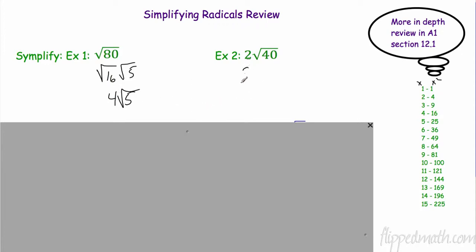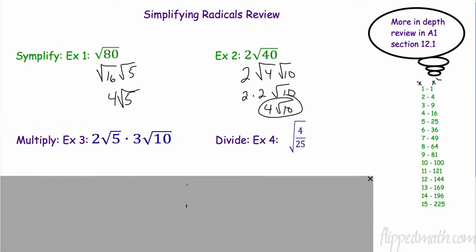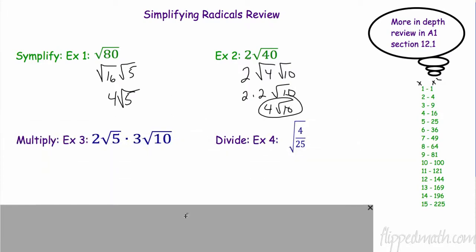Okay? 2 radical 40. So I look here, 40, 36 doesn't go in, 25, 16, 9. 4 is the first one, so this is the same thing as the square root of 4 times the square root of 10. Square root of 4 is 2, so this is 2 times 2 radical 10. If you take it out, you always multiply it. And so that is 4 radical 10. All right, so that's just simplifying. Quick refresher on simplifying.